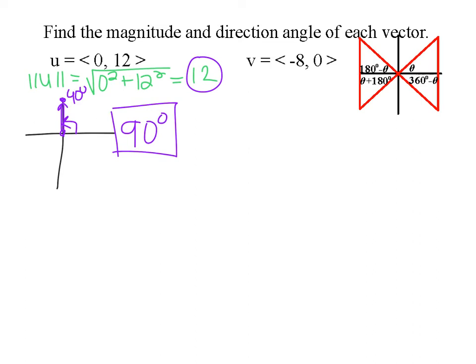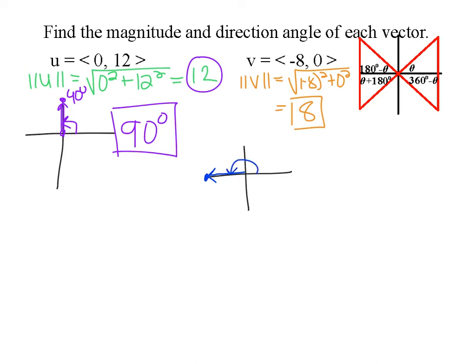All right, next, let's find the magnitude of V. The magnitude of V in this case is the square root of -8 squared plus 0 squared, which ends up being 8. And this one too, let's just sketch it out and see if we can get our direction angle by just looking at it. This one is (-8, 0), so you go left 8, up 0. There's your (-8, 0). To get there from the x-axis, you go in a straight line, so that would just be 180 degrees.